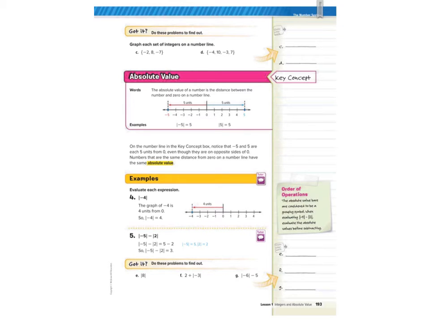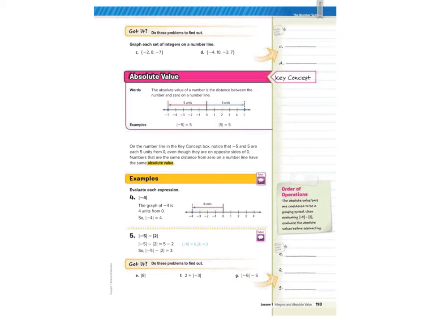Absolute value is when we are talking about the distance on the number line. Numbers that are far away from 0 have a large absolute value, and numbers that are close to 0 have a small absolute value. So in this diagram of the number line, we can see that -5 is an integer that is 5 units away from 0, so we would say that it has an absolute value of 5.